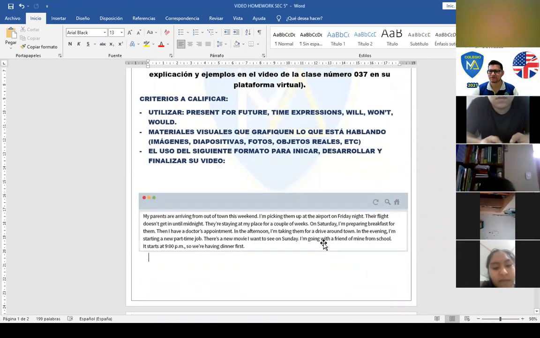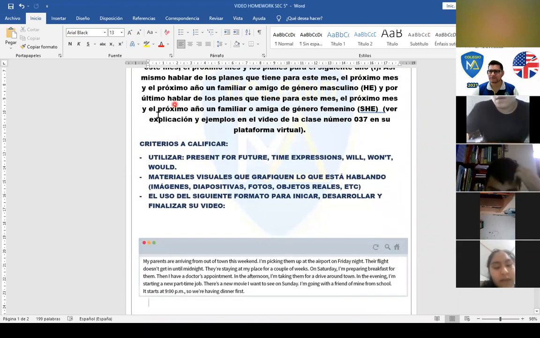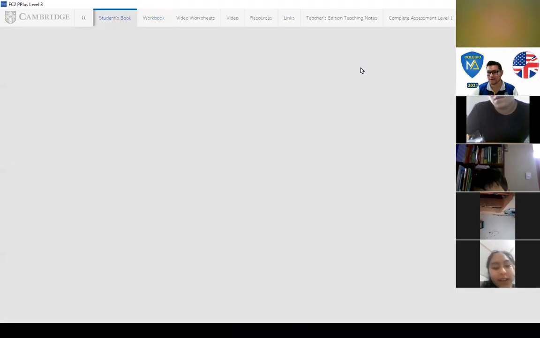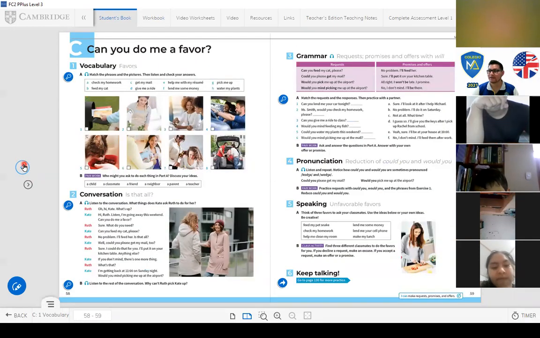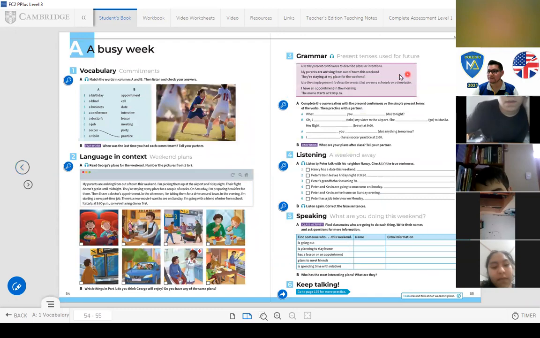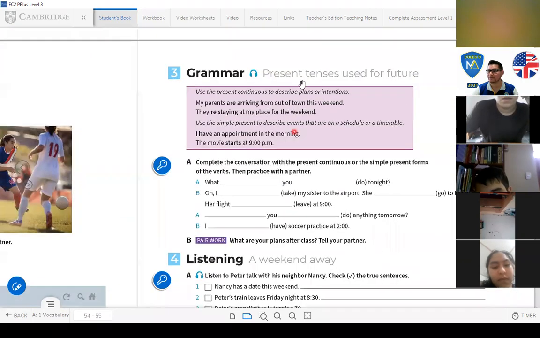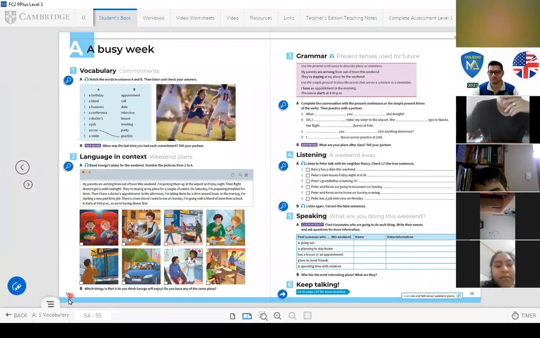¿Cuáles son los criterios que se van a calificar? Los criterios que se van a calificar son utilizar el presente para hablar del futuro. ¿Se acuerdan dónde está eso, teacher? Usted está hablando una cosa por otra. El presente es para hablar en presente. Bueno, pero hemos trabajado la gramática en la cual hemos dicho que en ciertas situaciones se usa el presente como futuro, ¿verdad? Aquí está, en esta página, la 55.